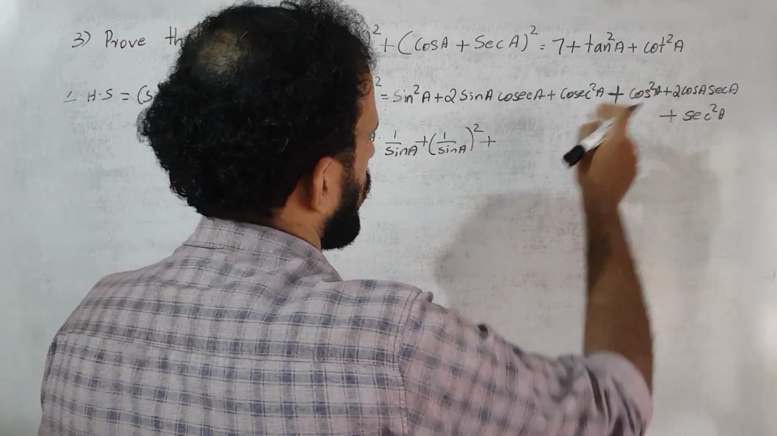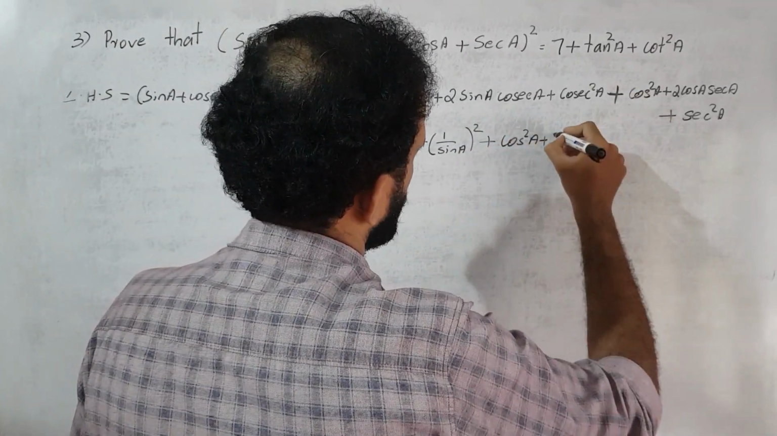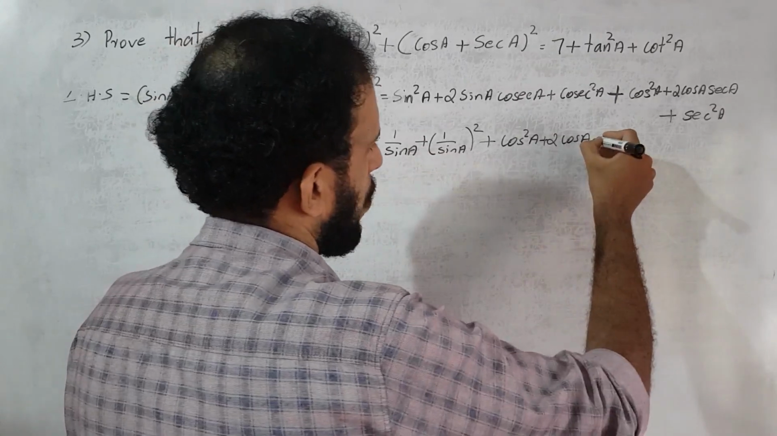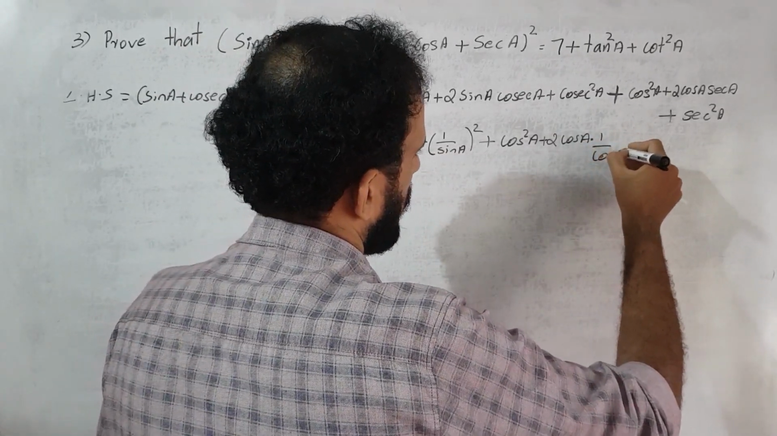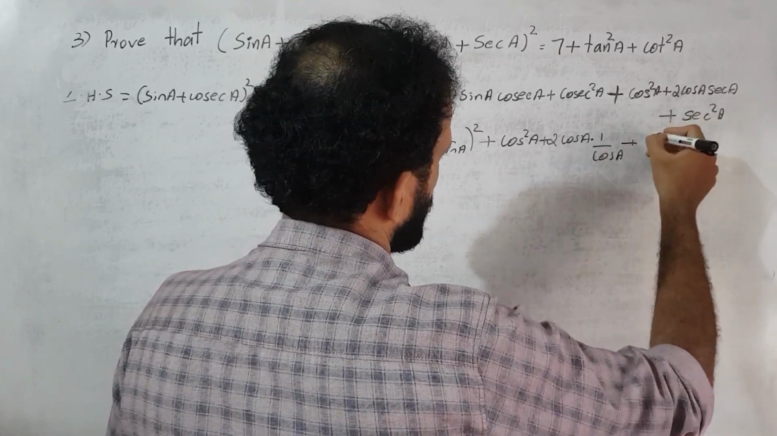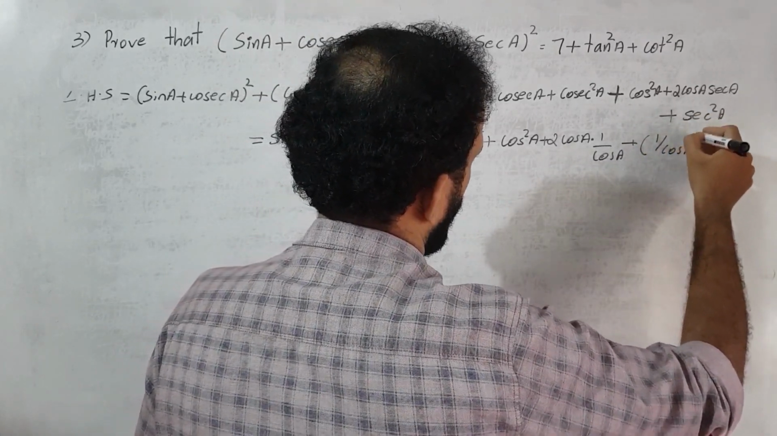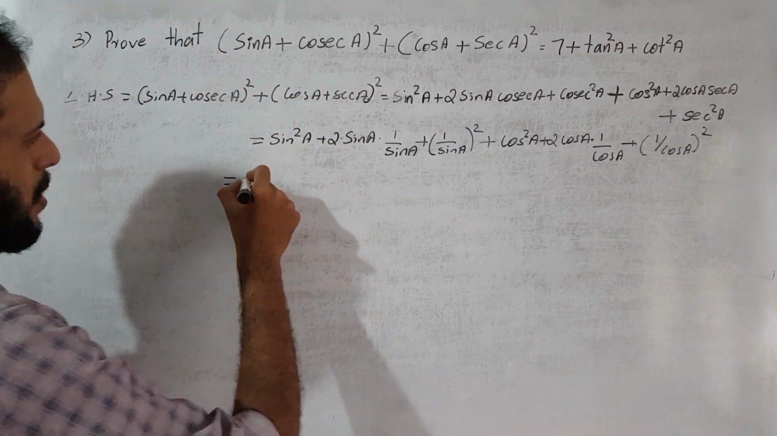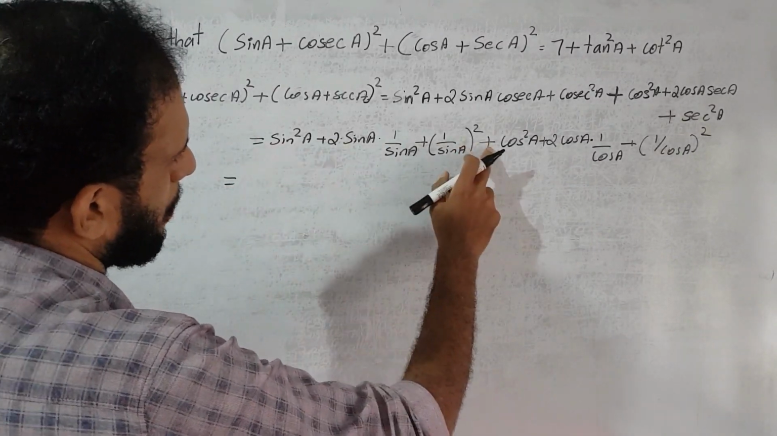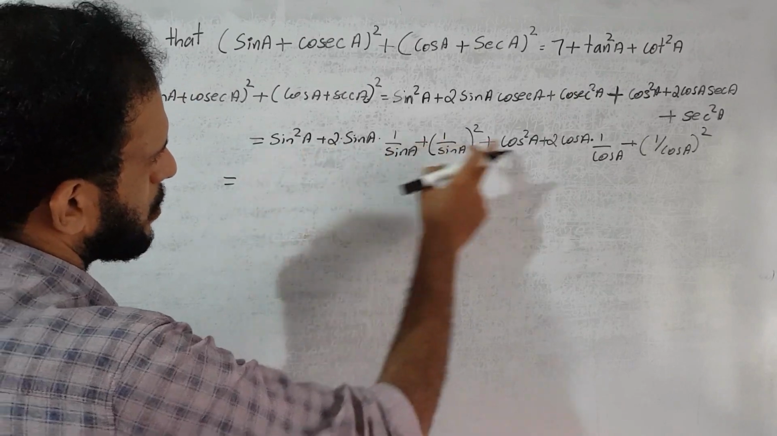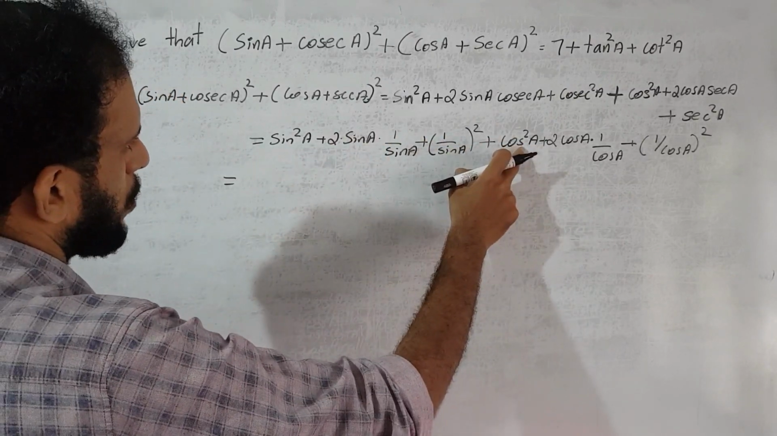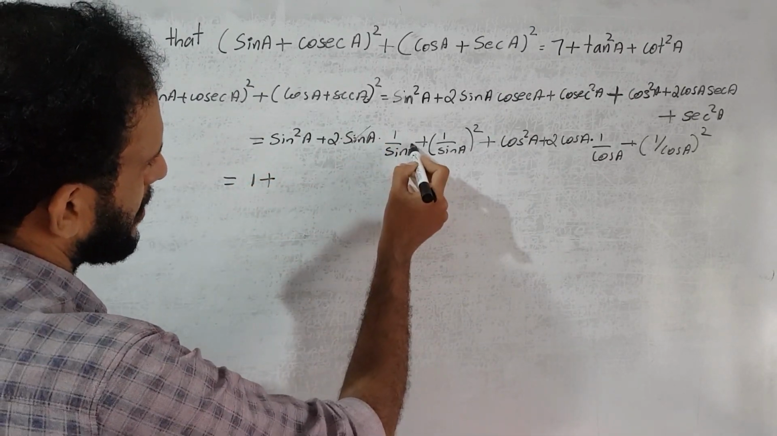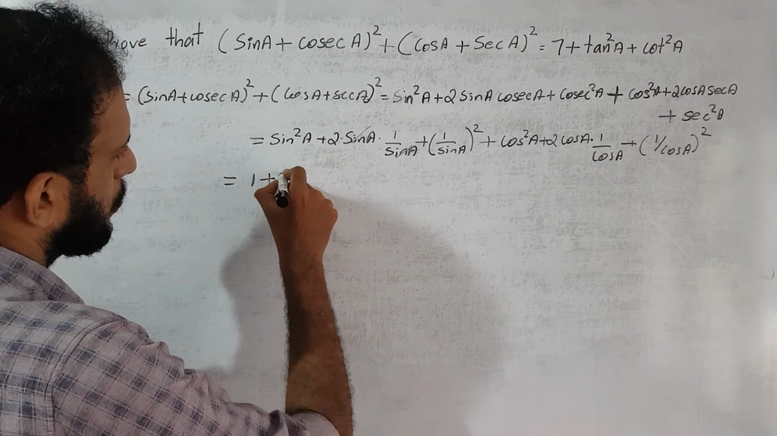Plus cos square A plus 2 into cos A into sec A. How do we convert sec? Sec is 1 by cos A. Plus sec square is 1 by cos A whole square. Then this is equal to sin square A plus cos square A. What is sin square A plus cos square A? It is equal to 1. It's an identity. Plus, then sin A and sin A cancel. Then what is remaining? 2.